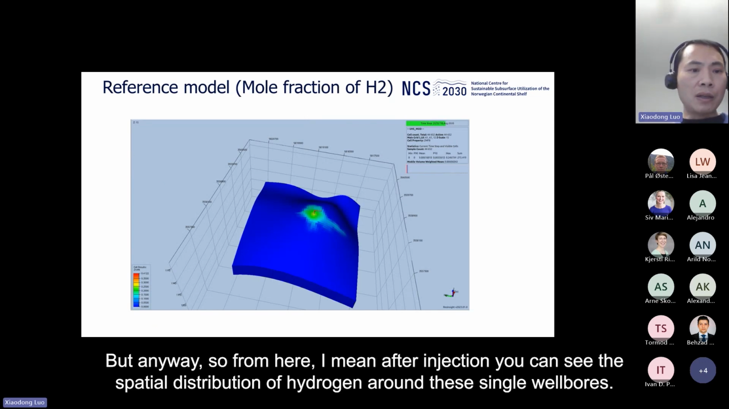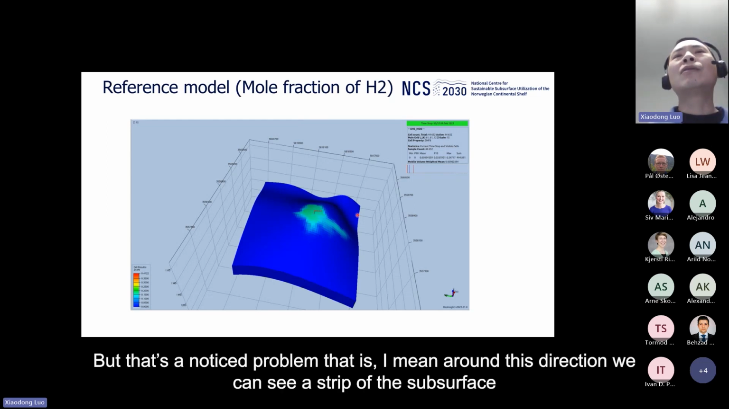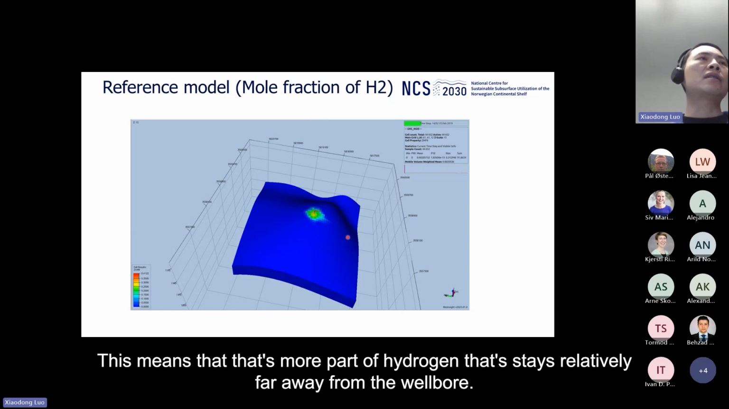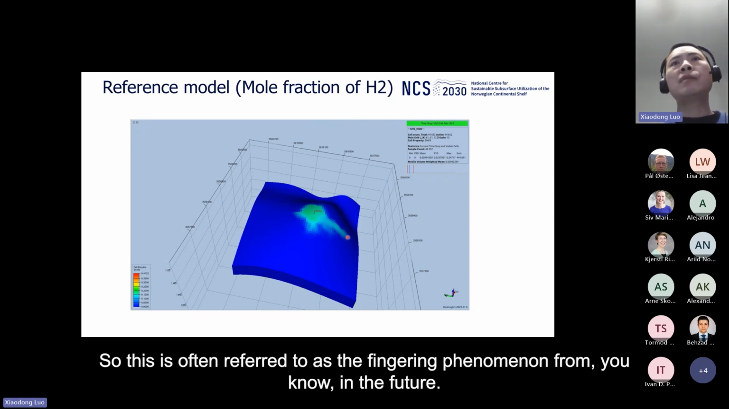That's the problem. But anyway, from here, after injection, you can see the spatial distribution of hydrogen around this single wellbore. But there's an unnoticed problem. Around this direction, we can see a strip of the subsurface area into which the hydrogen has migrated. This means that a small part of the hydrogen stays relatively far away from the wellbore. This is often referred to as the fingering phenomenon in the literature.